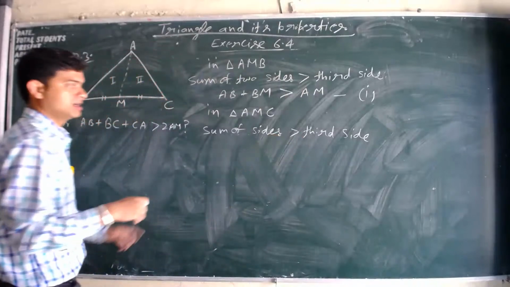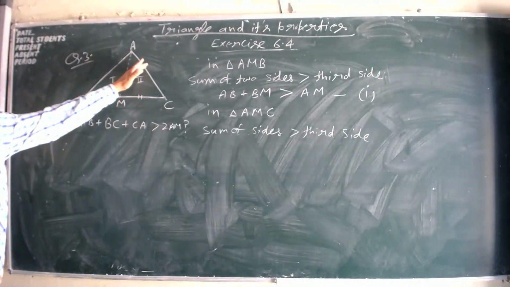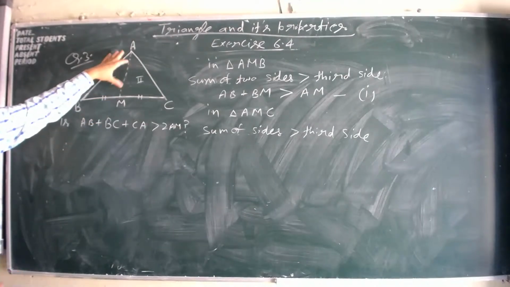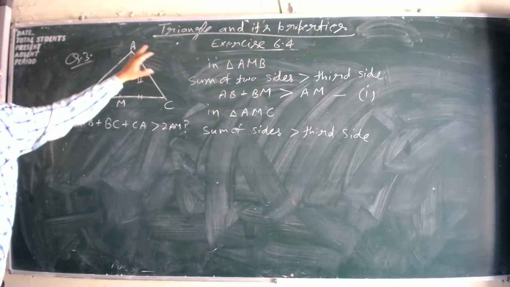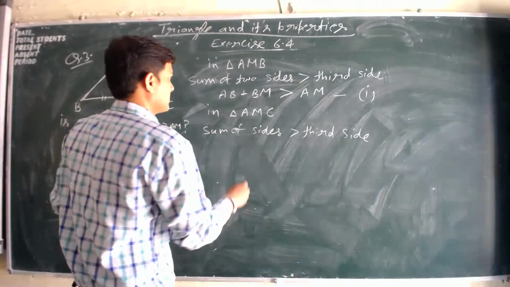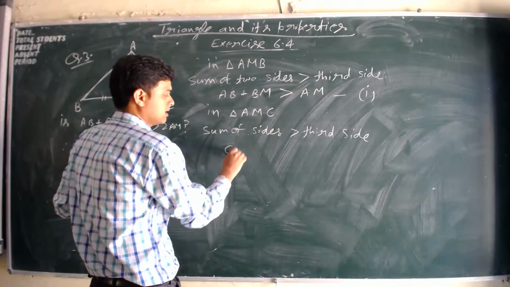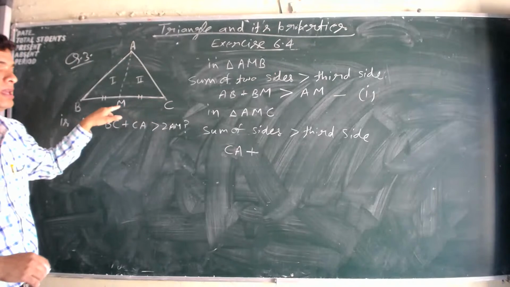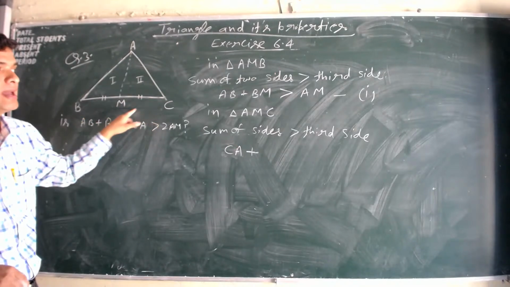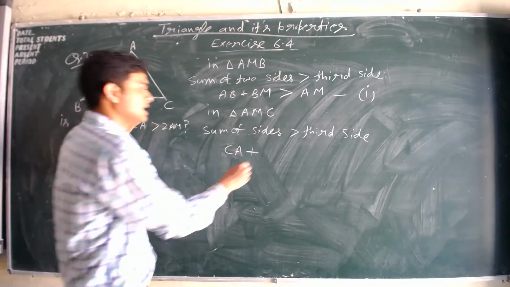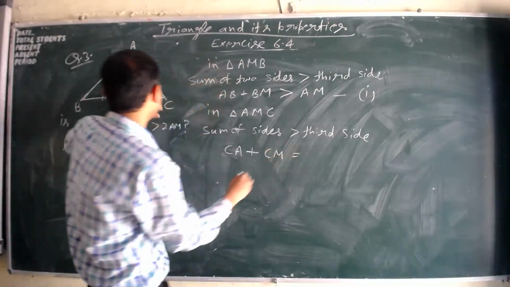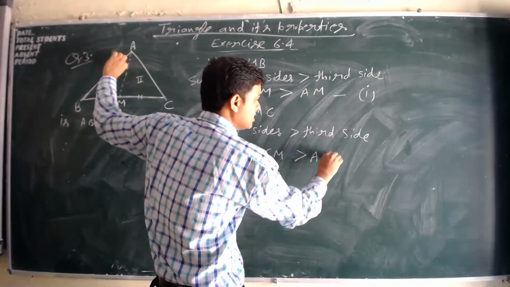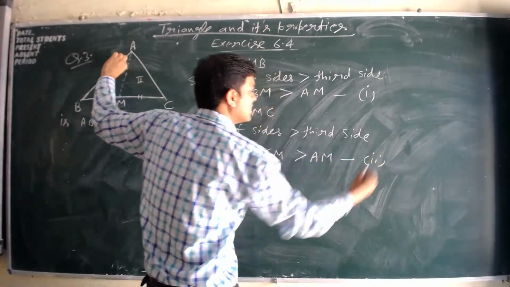ओके, थर्ड साइड देख लेते हैं, सम ऑफ टू साइड्स. अब इसमें भी सोचना है कि इन दोनों का सम करना है, तो वही AM अकेला होना चाहिए. तो AM थर्ड साइड बनेगी और these two are two sides. तो CA plus CM should be greater than AM. ये second inequality होगी, okay.